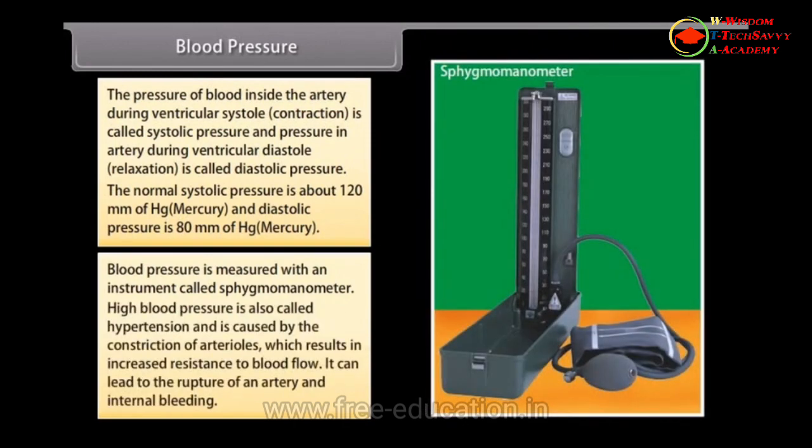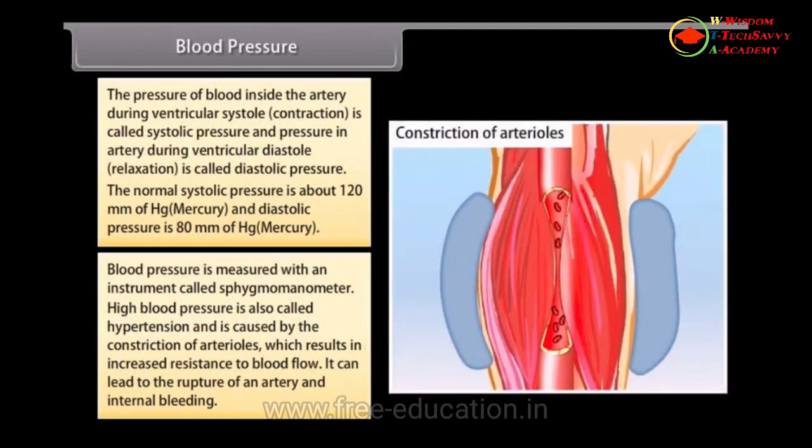High blood pressure is called hypertension and is caused by the constriction of arterioles, which results in increased resistance to blood flow. It can lead to the rupture of an artery and internal bleeding. Disorders related to circulatory system.